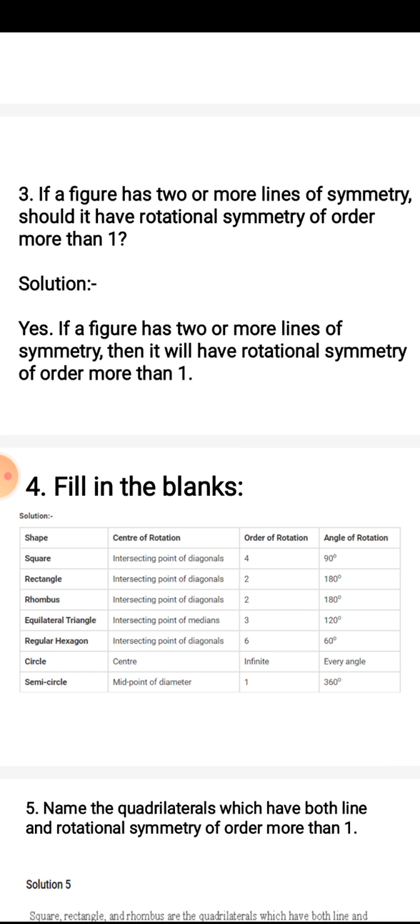Semicircle. The center of rotation is the midpoint of the diameter. Then the order of rotation is 1, and then the angle of rotation is how much? 360 degrees. Am I right here?